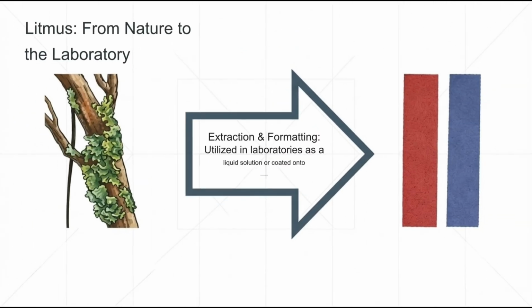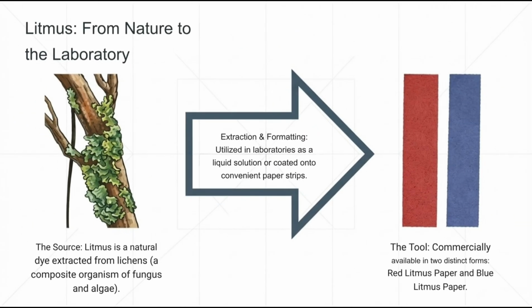Meet Litmus, our most common acid-base indicator. It's a natural dye extracted from composite organisms called lichens. In the lab, we use it most often in the form of these handy paper strips, which come in two specific colors, blue and red.